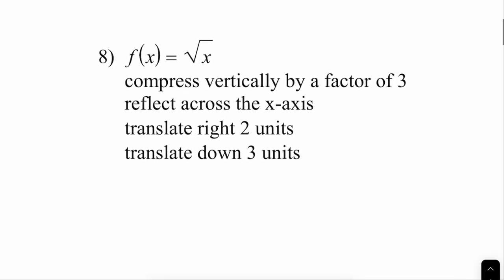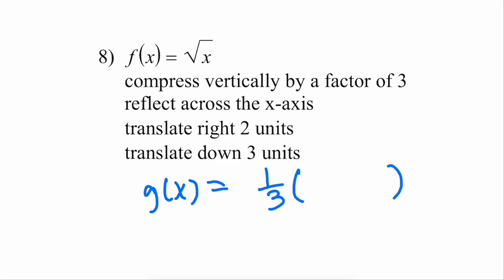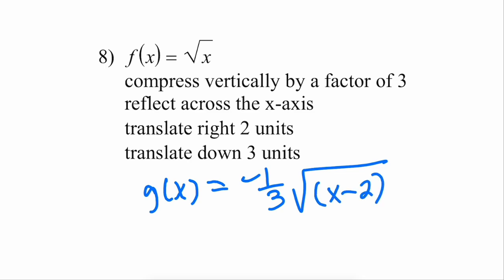Let's take a look at number 8. This time our parent function is the square root, swoosh to the right. We want to compress it vertically by a factor of 3. That means on the outside of our function, we need a 1/3. Okay. We want to reflect it across the x-axis, make that 1/3 negative. We want to translate it to the right. So on the inside of our square root, we want to have an x minus 2. But we want to move the whole thing down. So on the outside, we put a minus 3.